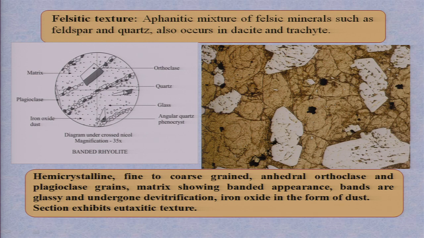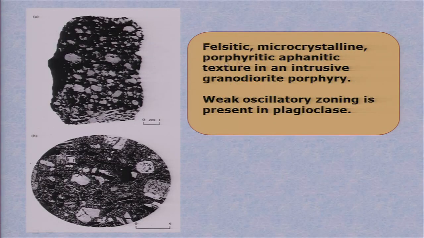This kind of texture, where you get turbidity produced by devitrification or alteration of iron oxide, we call eutaxitic texture. Now, another variety of felsitic texture: felsitic microcrystalline porphyritic aphanitic texture in an intrusive granodiorite. Granodiorite is another igneous rock. It shows weak oscillatory zoning.